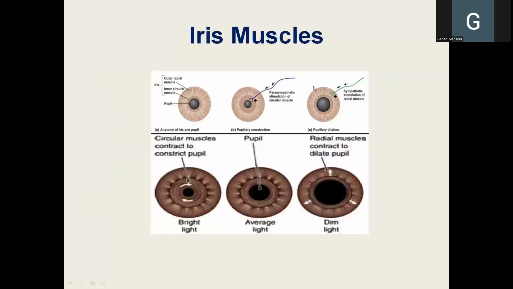So as it is seen here, we have two types of muscles. We have the radial muscles and we have the concentric circular muscles. When the radial muscles contract, they cause dilatation of the pupil or increased size of the pupil, and this is what we call pupillodilatation. And this occurs, of course, when you are in dim light and you want to dilate your pupil to make up for the diminished intensity of light so that you can visualize the environment around you.